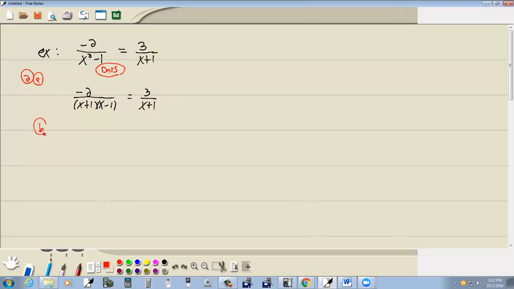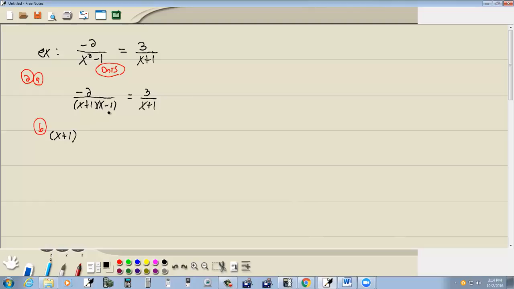Now 2b, figure out our LCM of all our denominators. So we'll start with our first factor, the x plus 1. We're looking for the greatest number of x plus 1's in a single denominator. There's 1 here, so the greatest number of x plus 1's in a single denominator is 1.